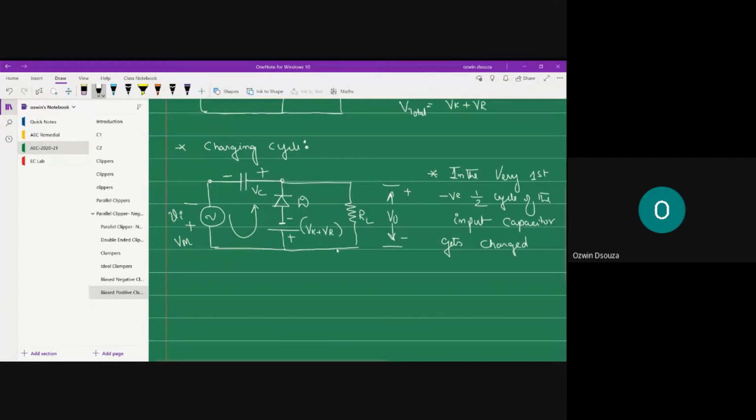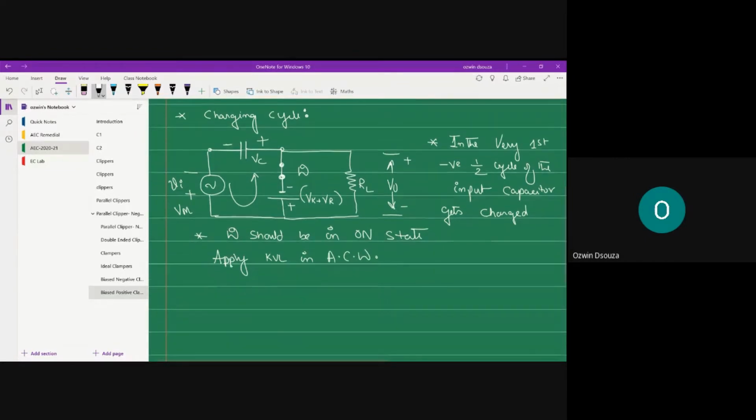Once the capacitor is charged, you can also observe that to charge the capacitor, D should be in the on state, because it needs a closed path for the charging to take place. So I'll just close the diode terminals. Next, apply KVL in the anti-clockwise direction, ACW. ACW stands for anti-clockwise direction. So when you apply KVL, what do you get?